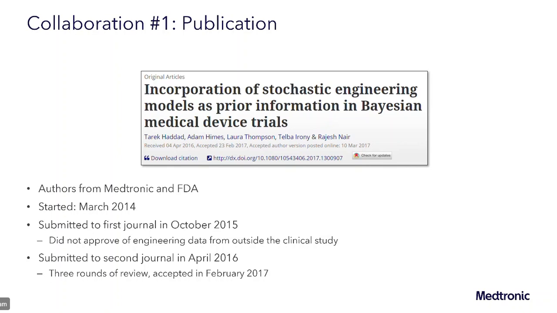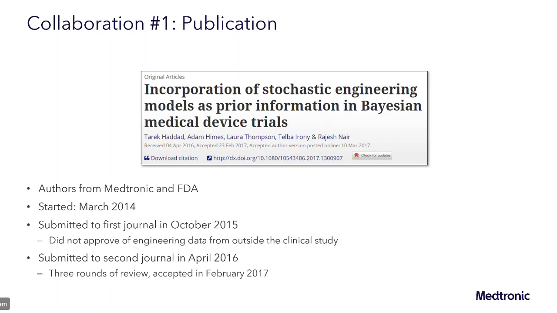The timeline here is not unusual to folks that have been through a publication process, especially if it's on some kind of new idea. One of the reasons I put this in here, though, is to highlight a theme that comes up, just like you would expect with any disruptive thing, when you're doing something that's different to the status quo. In this case, it's introducing engineering data into clinical study analysis, that's something that folks have a variety of comfort levels with, I would say.